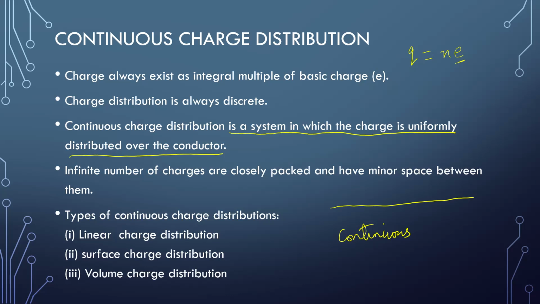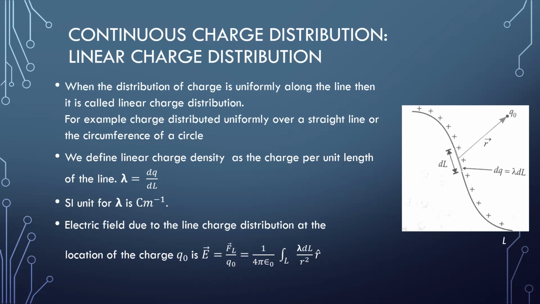Now, there are three types of continuous charge distribution. One is linear charge distribution, where the charge is distributed over a line or the circumference of a circle. Then surface charge distribution, where the charge is distributed over some area, it can be a tabletop or some membrane. And volume charge distribution, where the charge is distributed over a volume, that means it can be a cube, it can be a sphere. So, these are the three different continuous charge distributions.